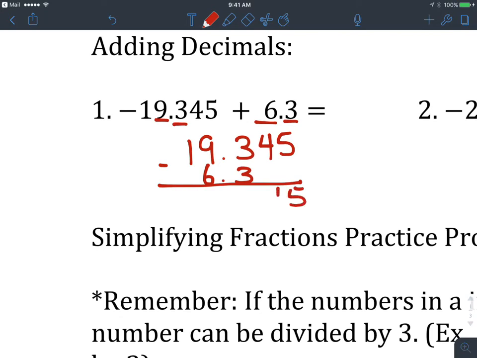5 minus 0 is 5, 4 minus 0 is 4, 3 minus 3 is 0, 9 minus 6 is 3, and then 1 minus 0 is 1. And then my bigger number is negative, so I'm going to keep that negative sign. So my answer is -13 and 45 thousandths.